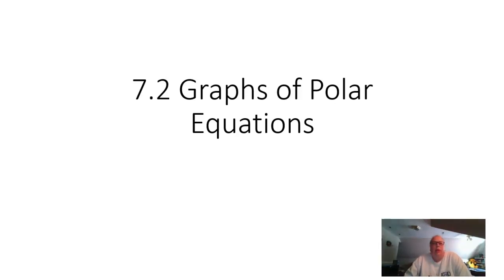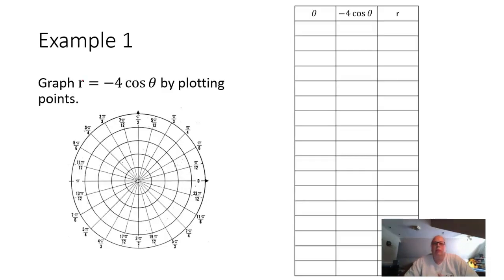These examples go with lesson 7.2, graphs of polar equations. Example 1: graph r equals -4 times the cosine of theta by plotting points.